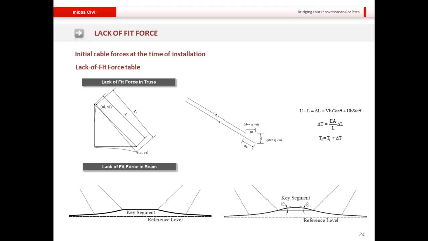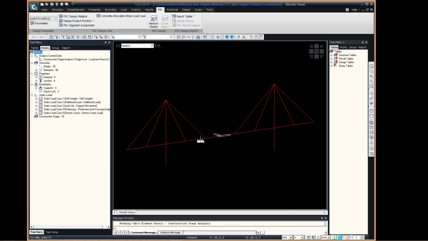Thus, in effect, this feature removes the necessity of backward analysis, since the lack of fit force results can directly be added to the initial pretension force after analysis, and the same model can then be reanalyzed. So what this means is, if you use the lack of fit force function, you need not do a backward construction stage analysis. So let me shift over to Midas Civil and show you how this can be done. In this new model that I've opened, I will demonstrate the lack of fit force feature.